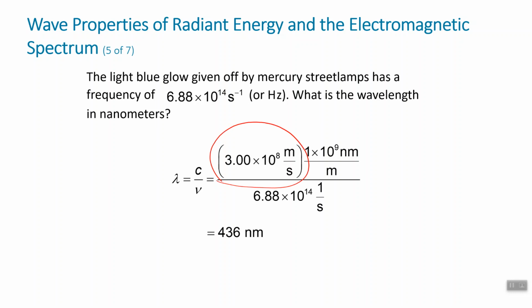Okay, so in this case, it says the light blue glow given off by mercury street lamps has a frequency of 6.88 hertz. What is the wavelength in nanometers? So you can express it as a frequency, or you can express it as a wavelength.